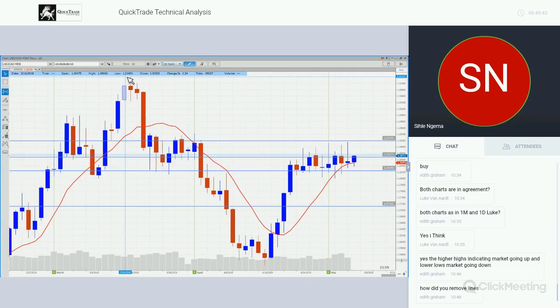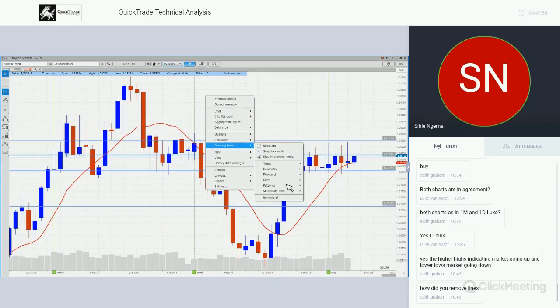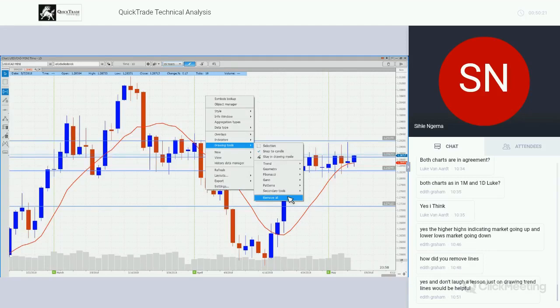Edith, oh, you want to know how I remove the lines? Okay, it's fine. I'll show you. Everything is on right click, Edith. Anything that you want to do here is on right click. Right click, go to your drawing tools. At the bottom, it says remove all. That's where you can remove all your lines. Are you happy with that, Edith? You right click, you go to drawing tools, then you go down to remove all. You go there, you remove all. Okay, that's perfect. We'll get there, Edith. Don't worry.